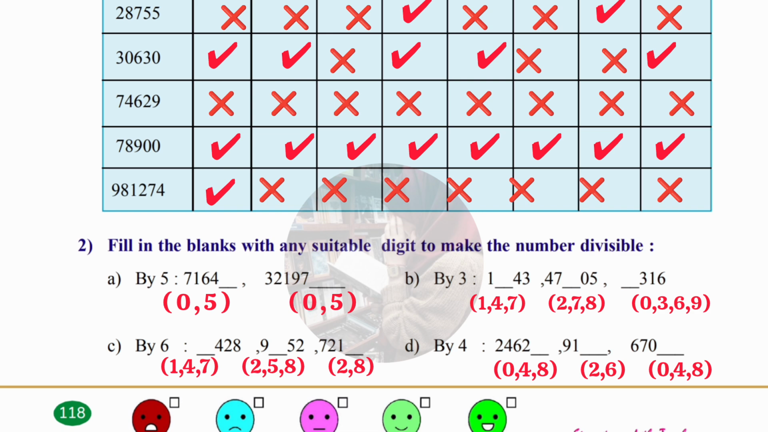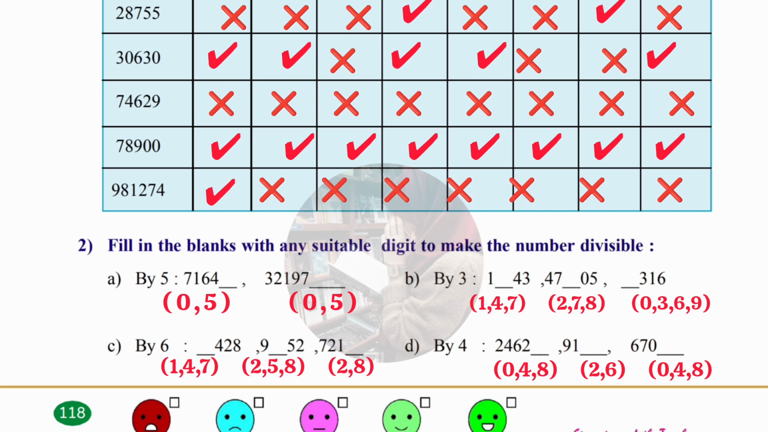Likewise, the third is divisibility by 6. The given three numbers should be divisible by 6. What is the divisibility rule of 6? The given number should be divisible by both 2 and 3, meaning it should be in both the 2 table and the 3 table. If it satisfies both, then that number is divisible by 6. If not, no. That's why I have written 1, 4 or 7 in the bracket. You can pick any one number and fill it in the blank, and then that number is divisible by 6.